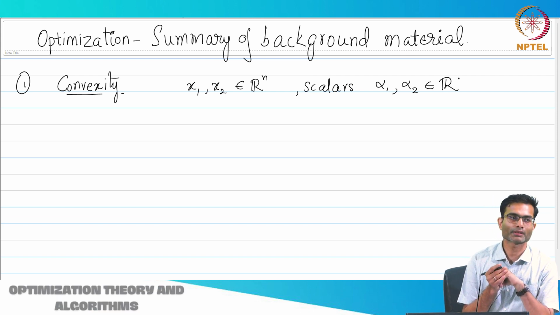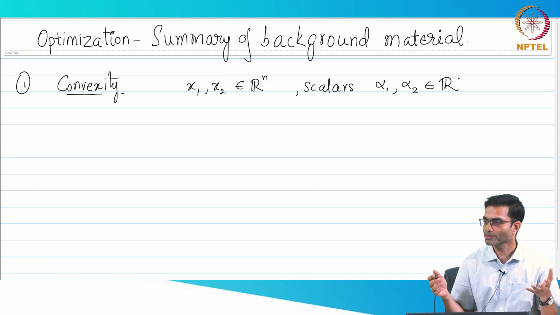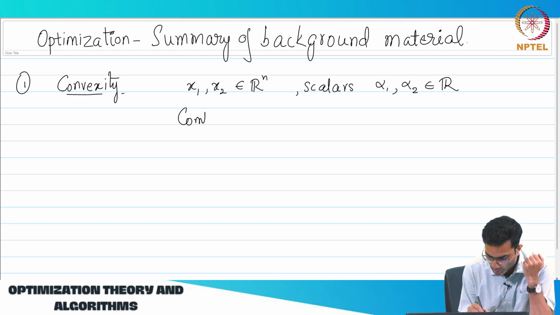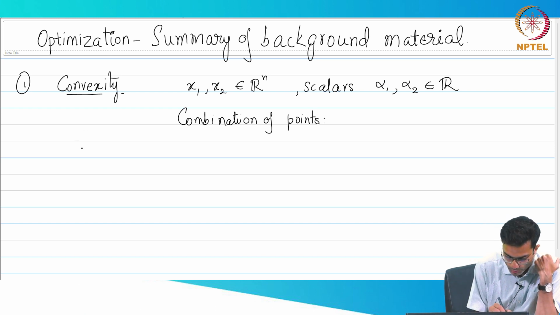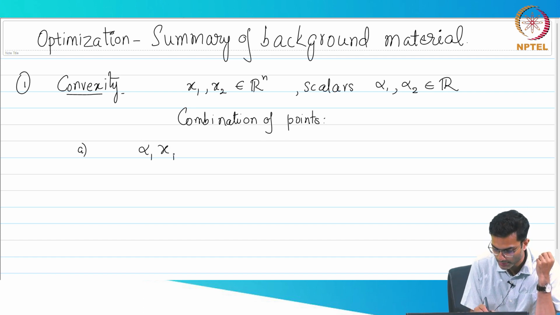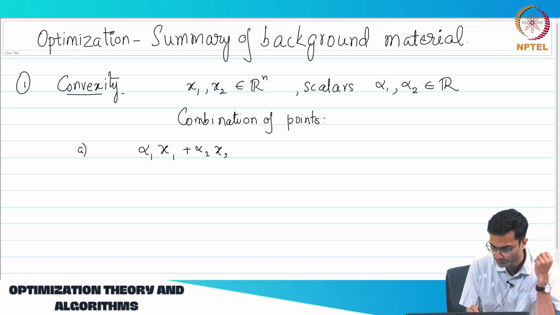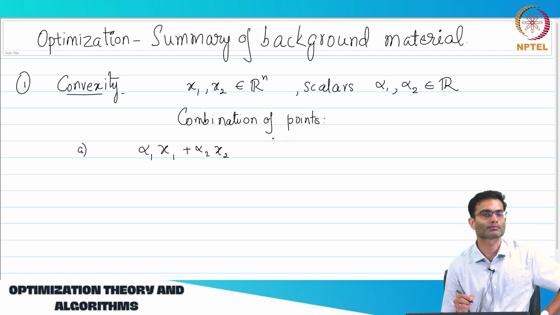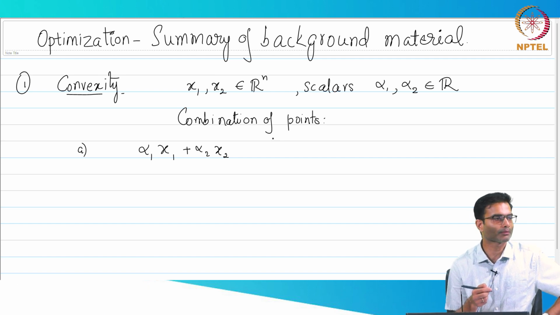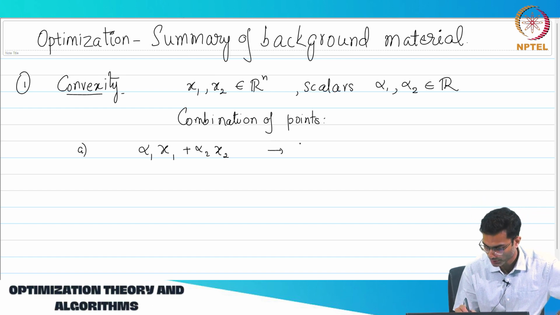Now the question is, how can I combine these 2 points? In general, how do I combine n points? If I just write this as alpha 1 x1 plus alpha 2 x2, what would you call this? You're giving me the geometry of the combination, which is a line, but in plain English, what will I call this? Linear combination of the points. Exactly.